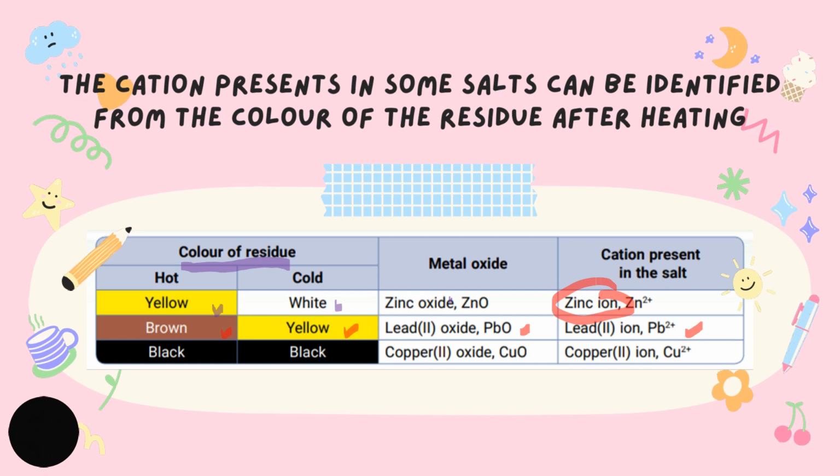And if the color of residue is black, both when hot and cold, it is copper oxide, meaning the cation present is copper ion.